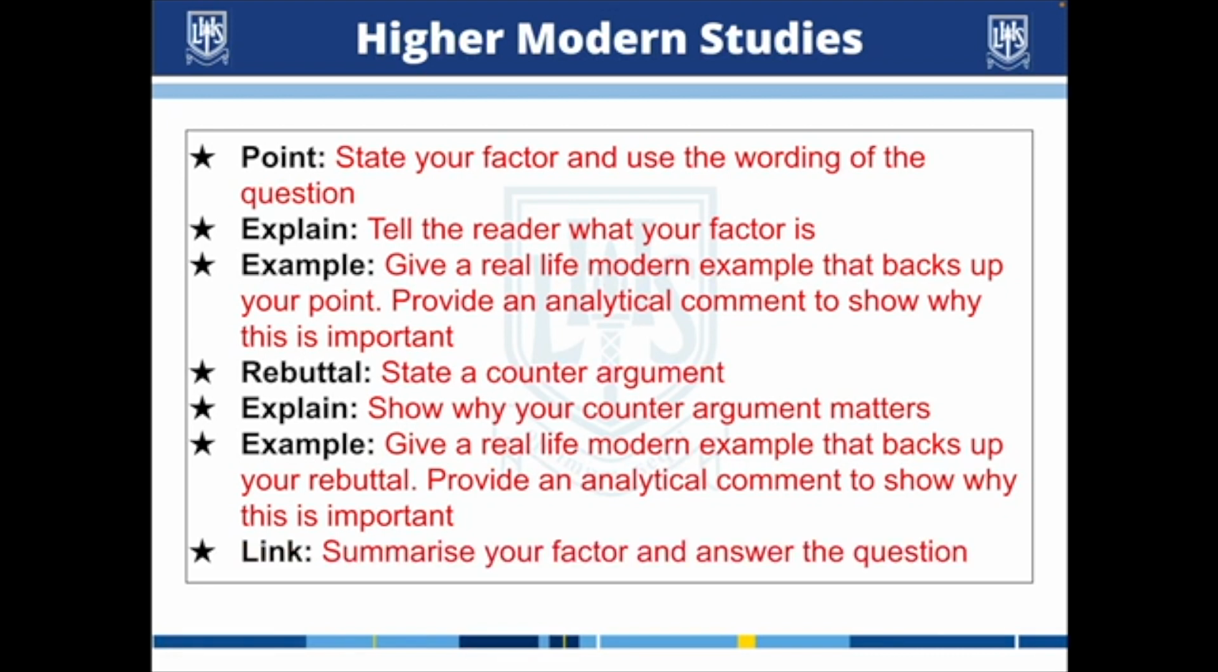Summarise your factor and answer the question, okay? Whatever your factor is, whether it is the Marxist theory, whether it is voting in Parliament, you need to summarise exactly what that means and why it is a response to the question. Why does it have influence? Why does it explain crime? Okay, make it exactly clear.